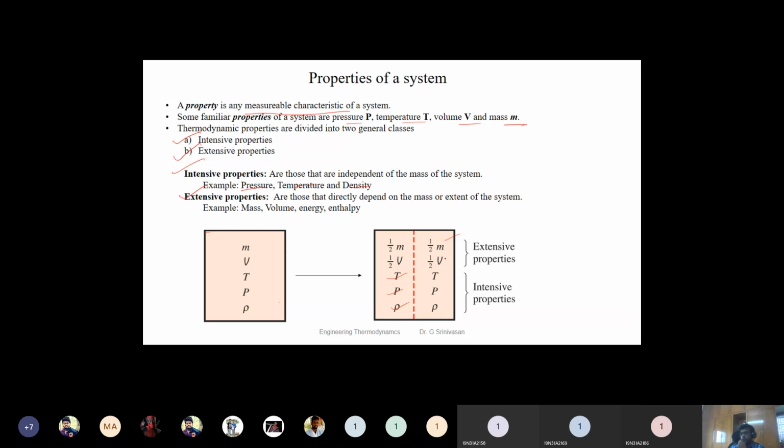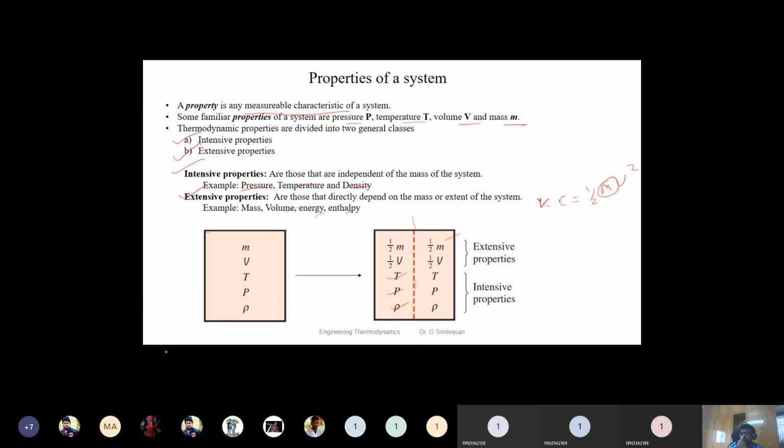Mass and volume, obviously, if you cut the entire tank into two halves, will change, and energy will change, enthalpy will change. Because, for example, kinetic energy is half mv squared, right? So they depend on mass.